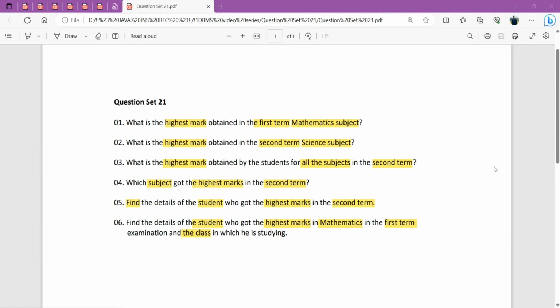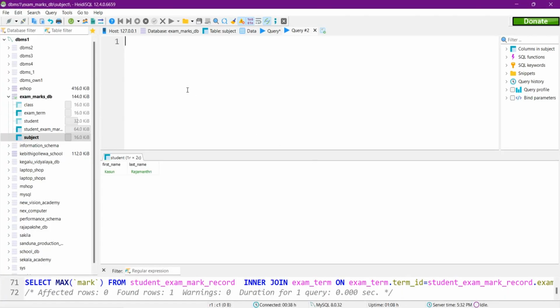They've given 6 questions, and all of them are about writing queries and finding specific things. Let's see the first question: what is the highest mark obtained in the first term mathematics subject? We want to write a query to find out the mark, so I'm going to write a select query statement.